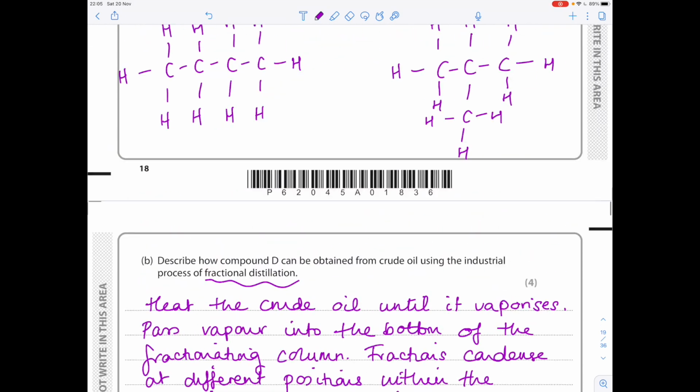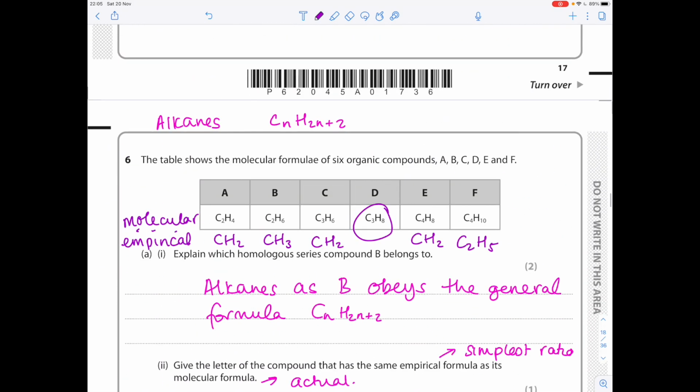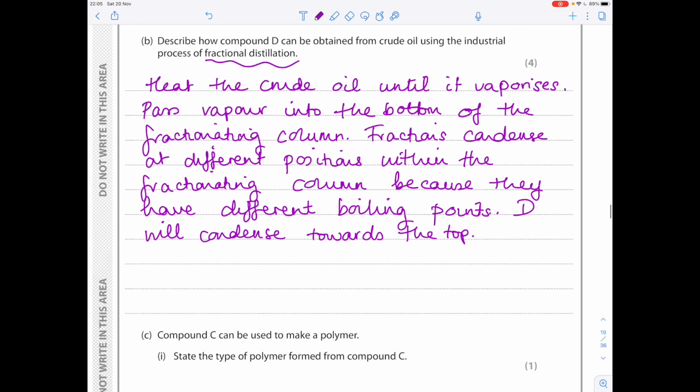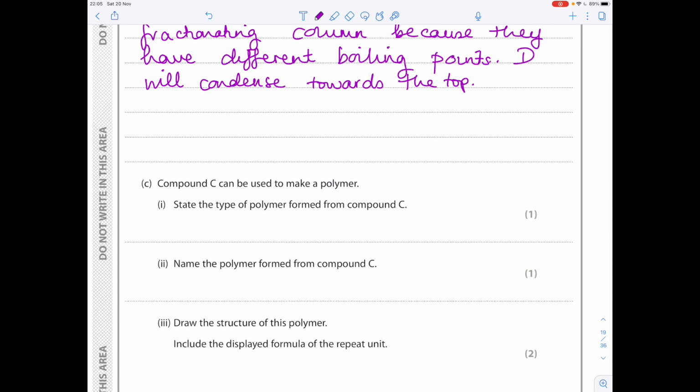Compound C can be used to make a polymer. State the type of polymer formed from compound C. Okay, so that's an alkene. So remember, we're really talking about addition polymerization here.